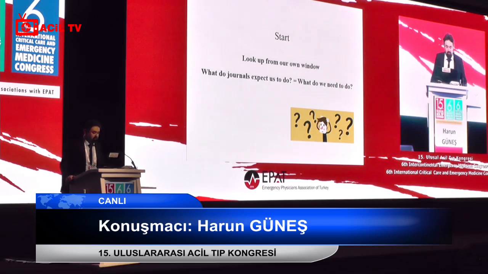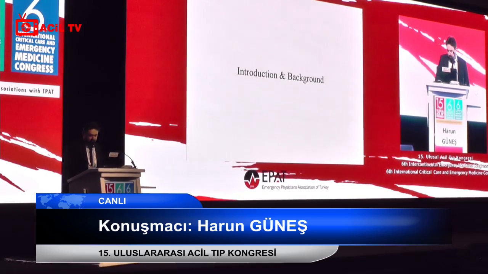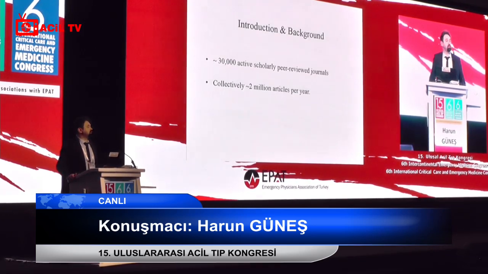Let's start. I think we should look up from our own window because I think what the journals expect us to do actually equals what we need to do. So let's look up from our own window. There are approximately 30,000 scholarly peer-reviewed journals in the world, and they collectively publish about 2 million articles per year.